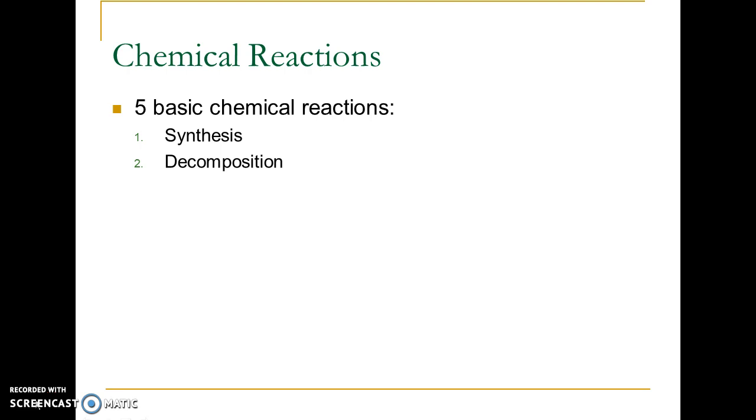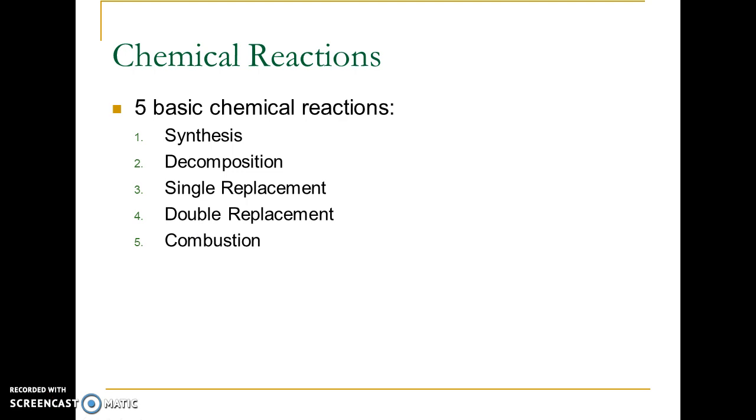The second type of chemical reaction is called a decomposition chemical reaction. A decomposition reaction is the opposite of a synthesis reaction, where you will have one reactant that breaks up into multiple products. The word decomposition means to break up. The third type of chemical reaction is a single replacement reaction. In this chemical reaction, you will have one element replacing another, which is why it's called single. The fourth type is a double replacement reaction, where you have 2 elements switching places. And then the last one is a combustion reaction.